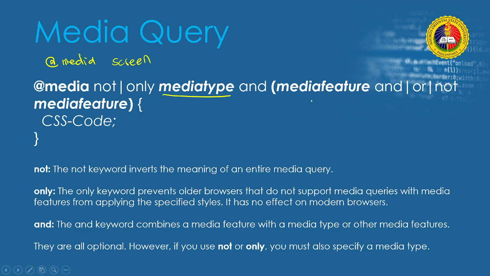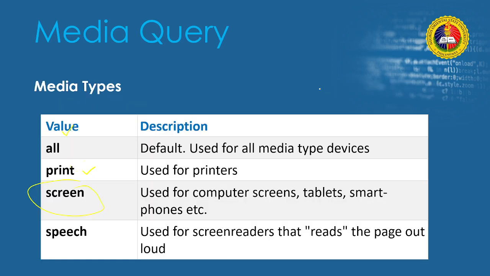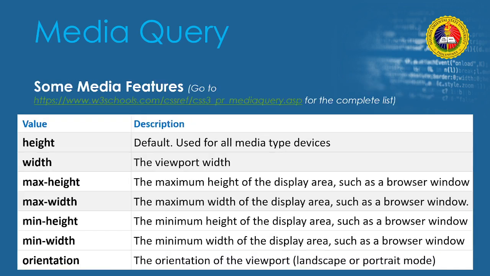And then, and will just combine multiple conditions. Sorry, media features rather. So let's talk about what media features are. Media features are the conditions that you are going to set. You can use the height, the width, max height, max width, minimum height, minimum width, and orientation.